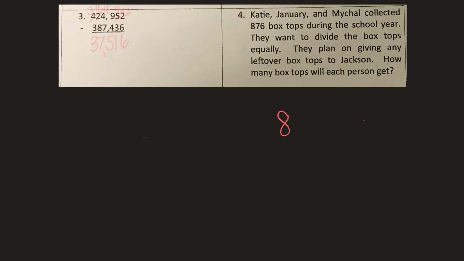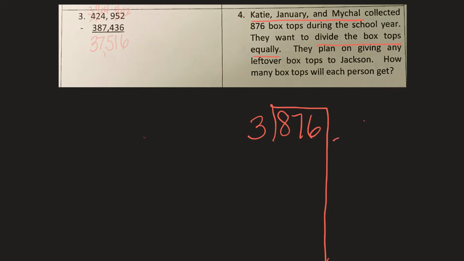together they have 876 box tops. And it says Katie, January, and Michael are going to divide the box tops equally. So we're going to divide 876 between, there are 3 of them, so we're going to divide it by 3 so that we can see how many each of them get.